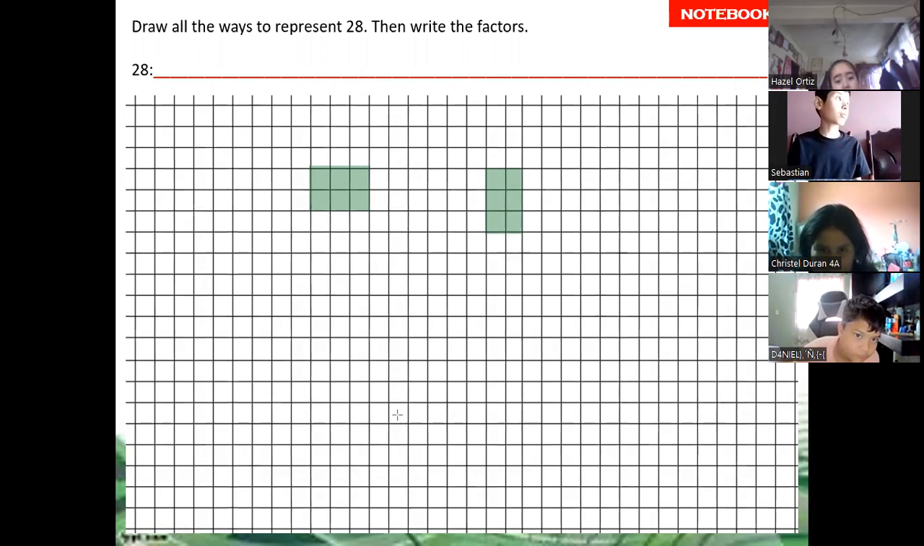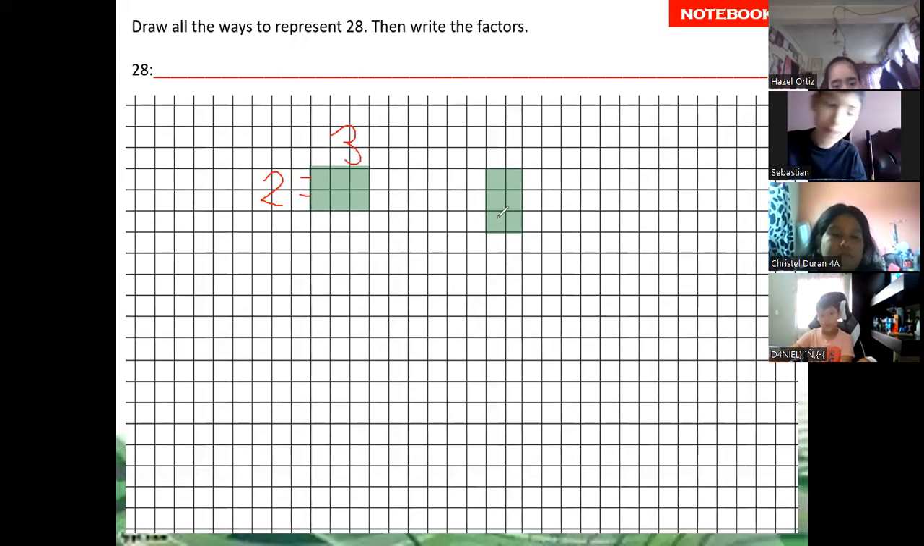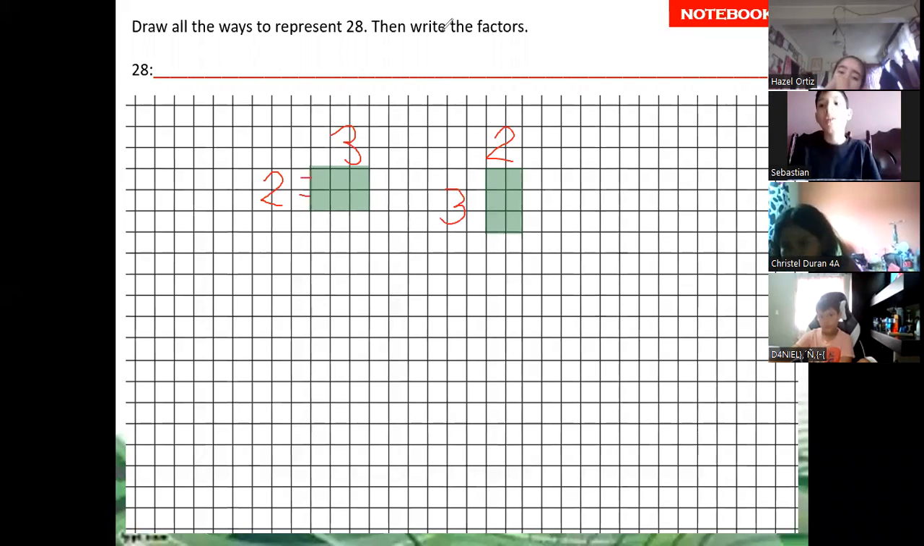You have to be careful. It's not 3 times 3, Sebastian. I have 2 here, so this one is 2 times 3. And this one is 3 times 2. The product is the same, but the model is not the same. It changes direction. That's why you have to be careful about this. Okay, guys? Thank you for your attention.